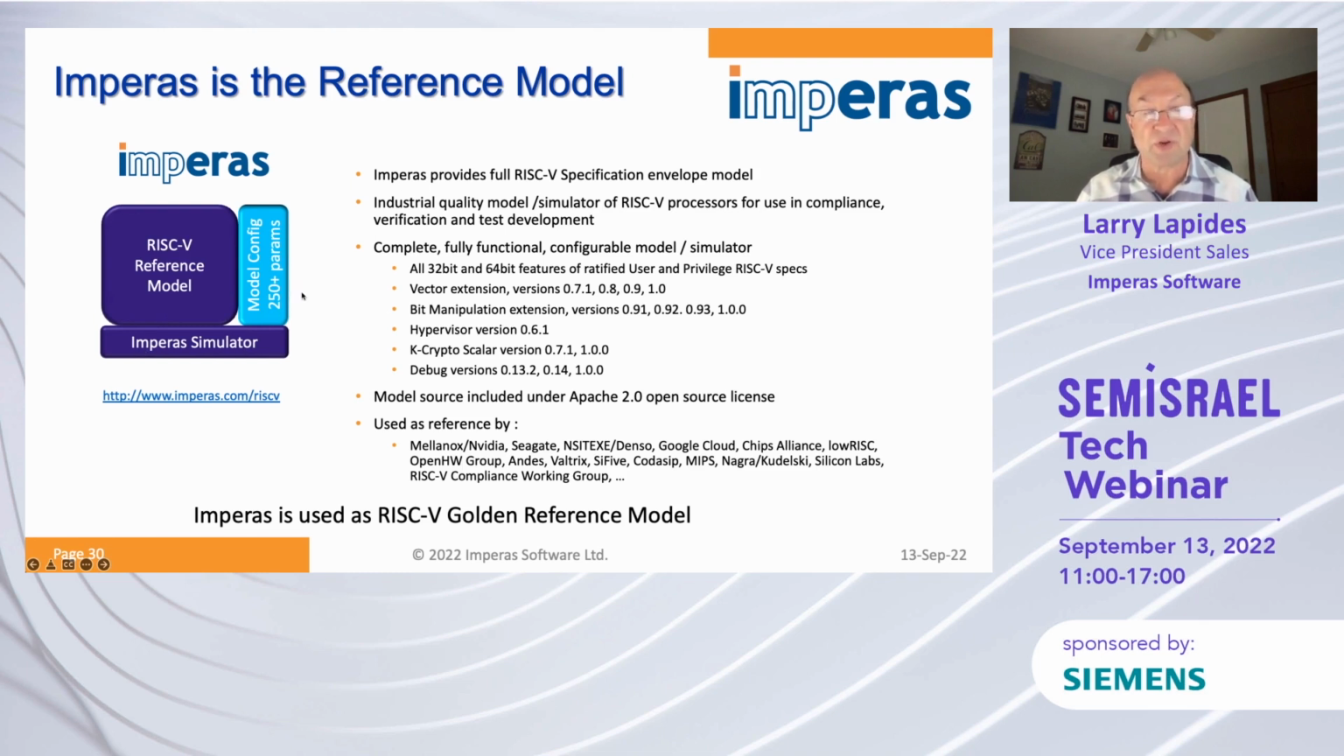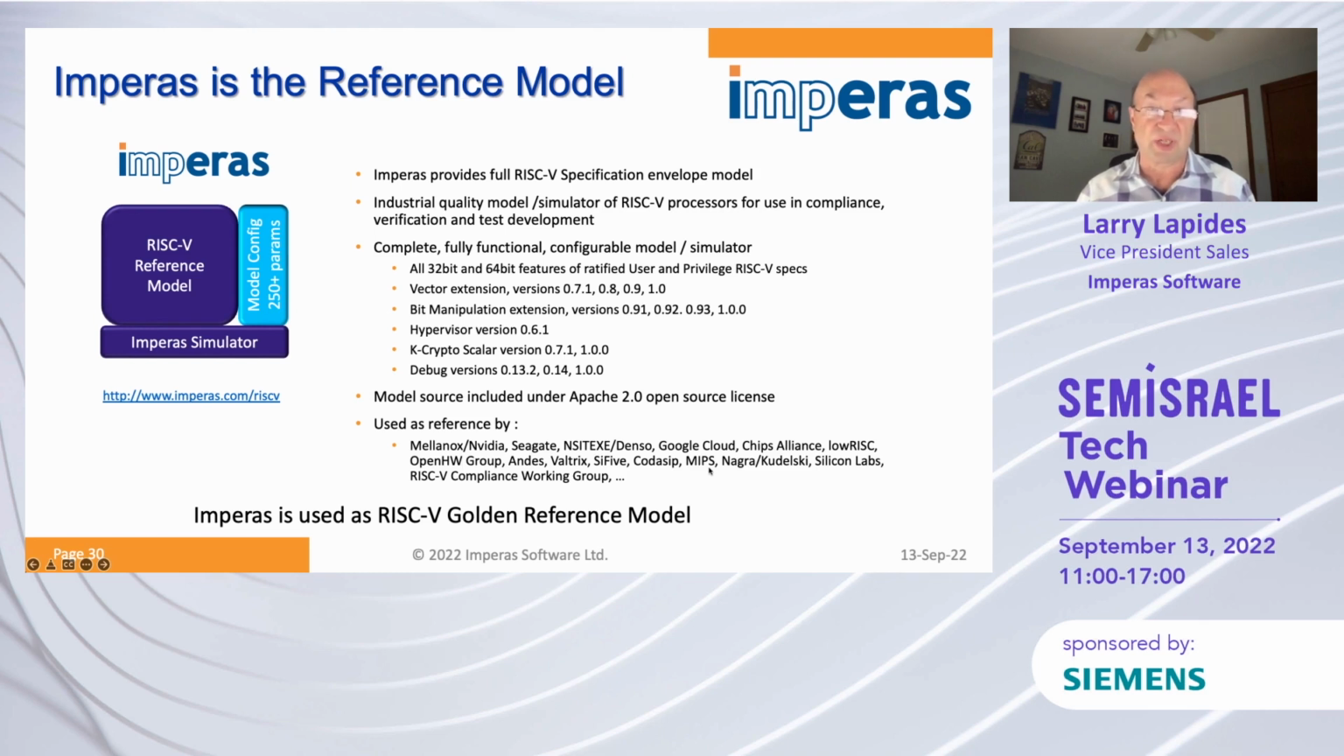There's a configuration file that has more than 250 parameters for configuring the RISC-V models. That's all within the RISC-V specification. So we provide this specification envelope model. So this can be used for compliance, for verification, for test development. It supports all the different RISC-V extensions and different versions of these extensions. The source is included under the business-friendly Apache 2.0 open source license.